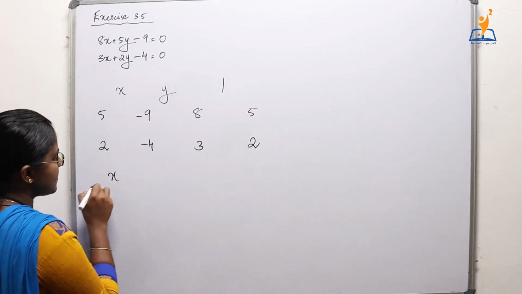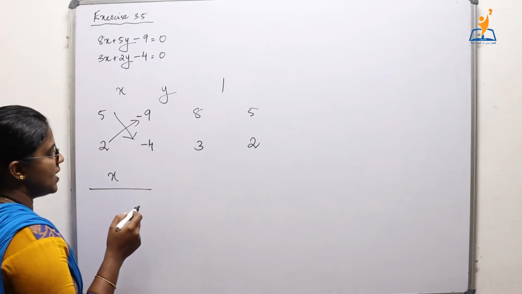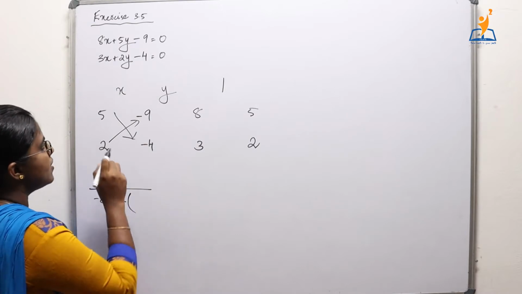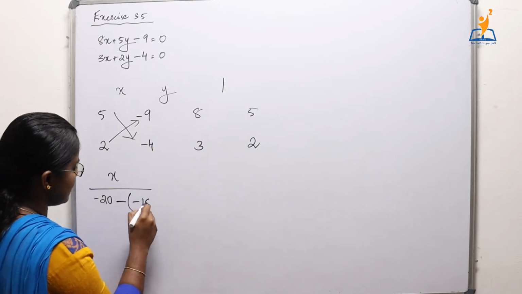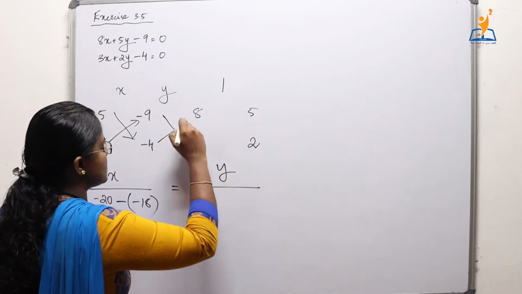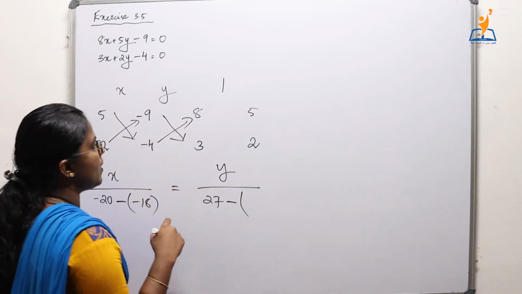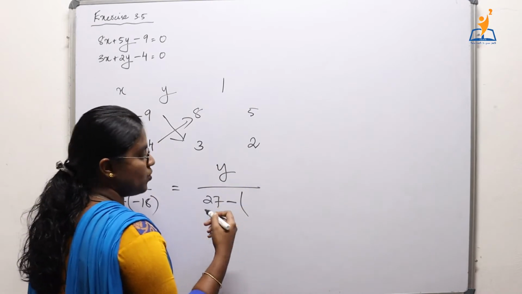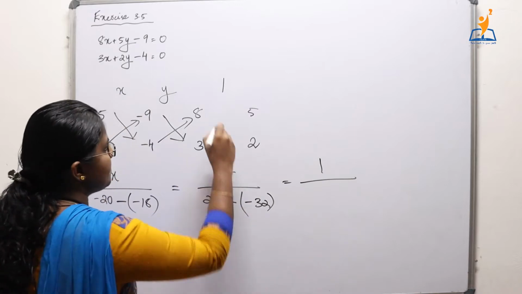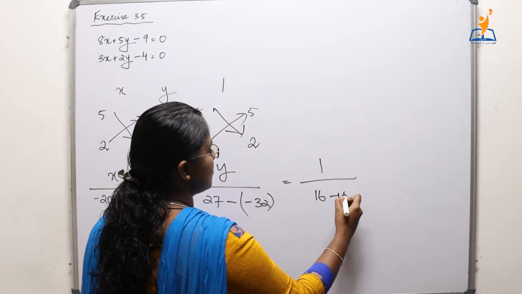Now we have X by cross multiply this, that is 5 into 4 is 20 and 5 into minus 4 is minus 20. Minus 20 minus 2 into minus 9 is minus 18, which is equal to Y by cross multiply this one, 9 3s are 27 minus 4 into minus 8, minus 4 into 8, that is minus 32 is equal to 1 by cross multiply this, that is 8 2s are 16 minus 5 3s are 15.